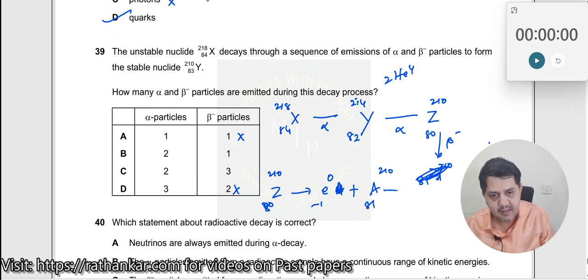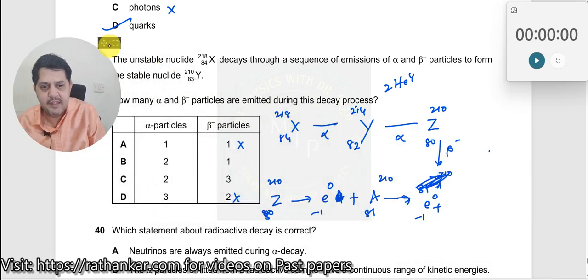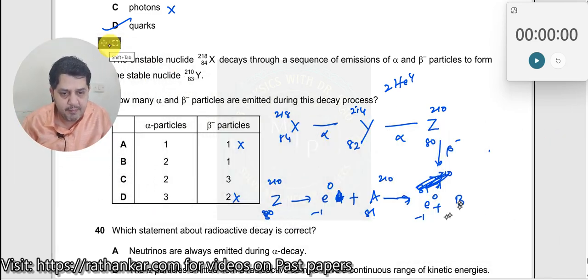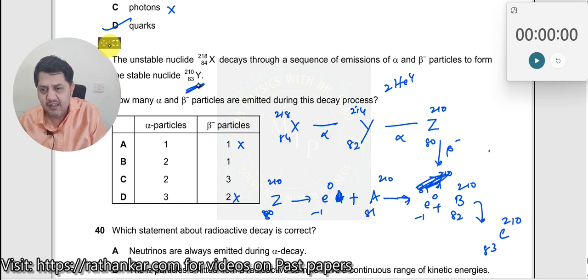And if I take the second decay, minus 1 E0 once again, plus B. In order to conserve this, this becomes 82 210. The next one becomes 83C 210. So 83C 210 is here. Therefore 3 beta particles and 2 alpha particles are emitted. Answer C.